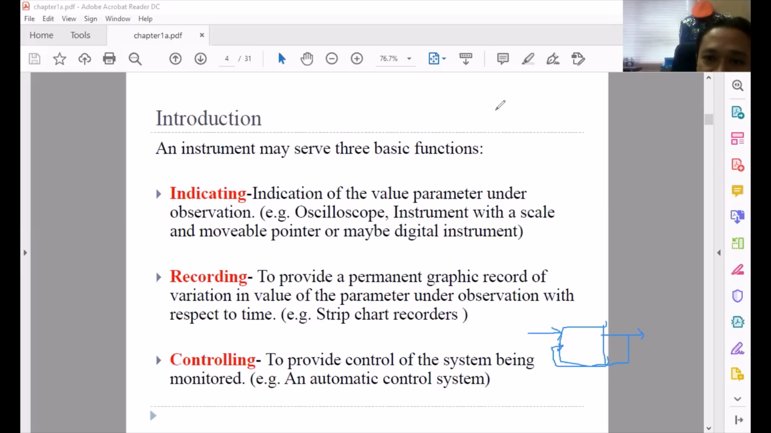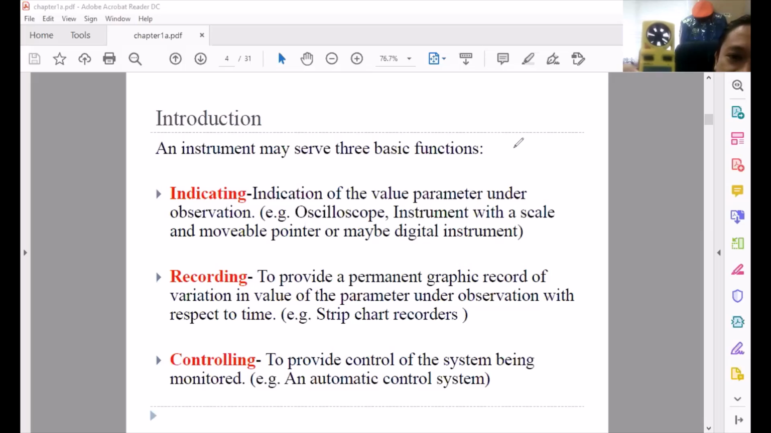Only one is okay. For example, this is a simple instrument, the anemometer that I mentioned to you. We can measure the wind speed or the temperature. Here I turn it on first. You can see this is on, so we can measure the wind speed. This is an example of an instrument with only one basic function, the indicating, that means measuring the wind speed or the temperature.